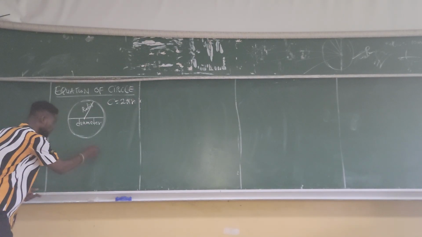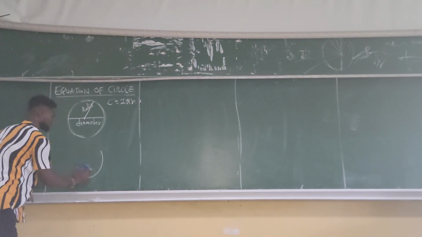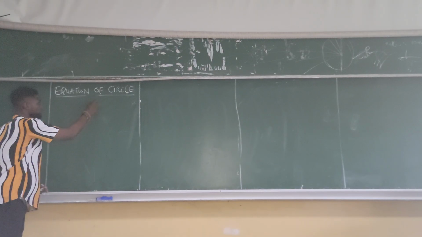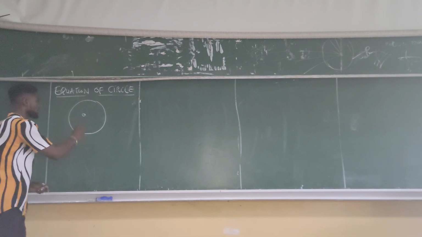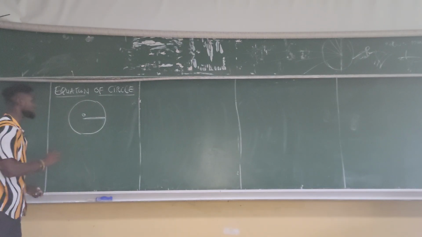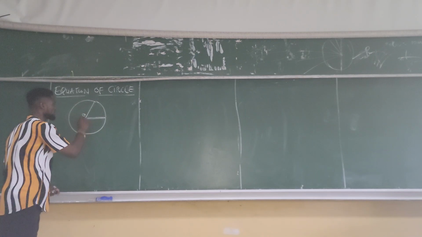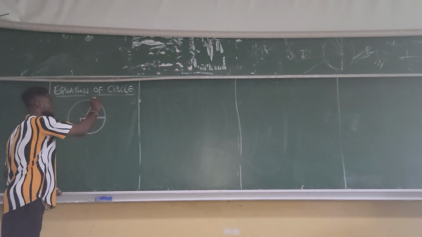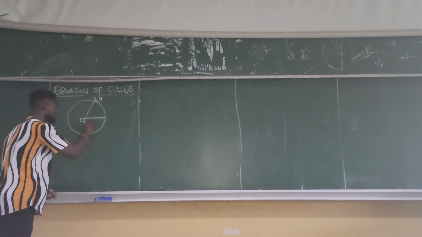We have a circle, and this is the center of the circle. From the center of the circle, you take half of the diameter, and from half of the diameter, you connect it to the circumference. Here is the center of the circle. So you can call this place our X and you call this our Y. Or you can call here our H and K.